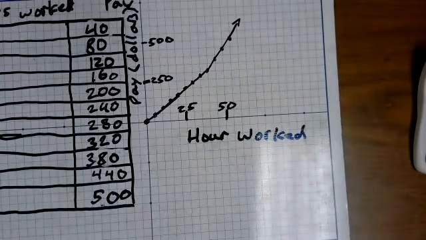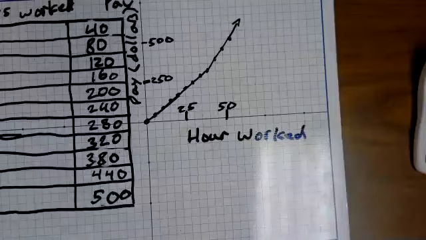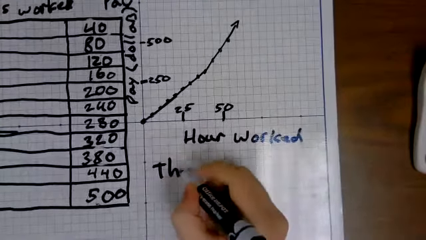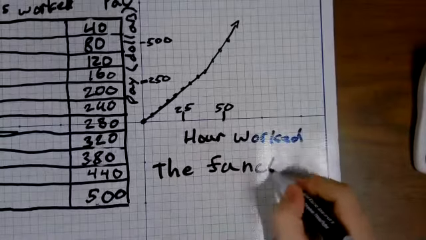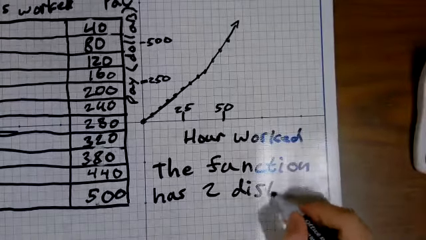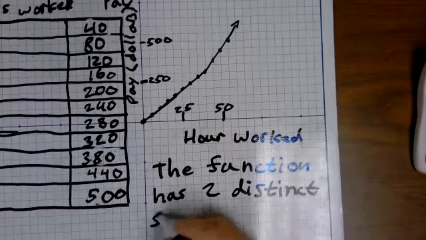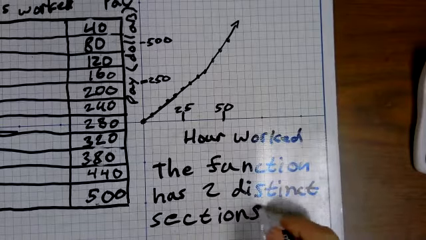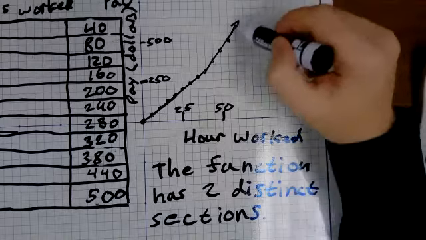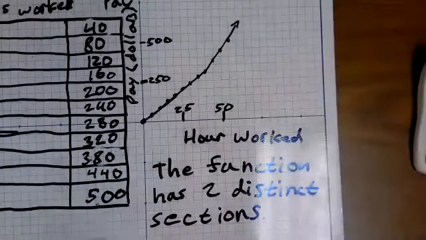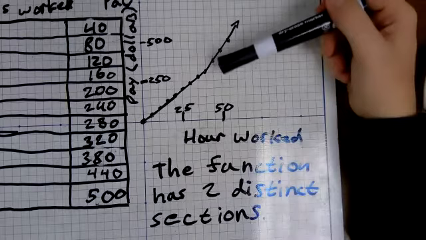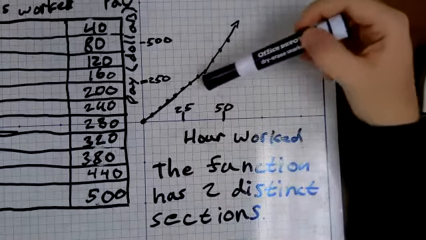So we can see that the function has two distinct sections. Here and here. Now, both of them are straight lines. Both of them are linear. She's earning a flat amount of money per hour. But the amount of money she makes changes abruptly.